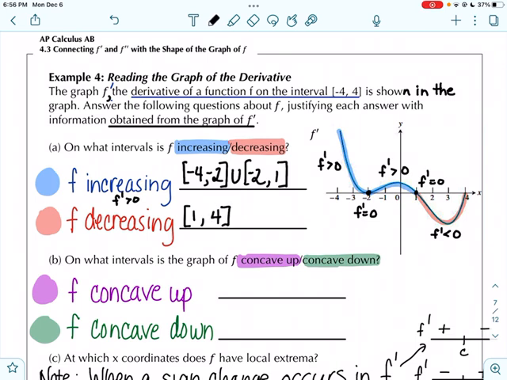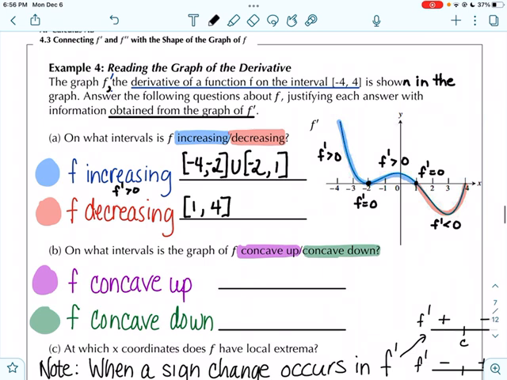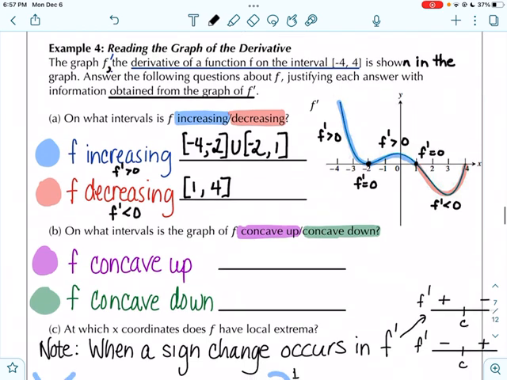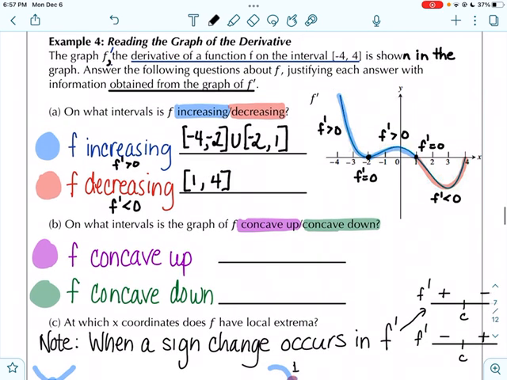I could do an entire chart of this so that I could show you, but the justification is that f is increasing when f prime is greater than 0, and it's decreasing when f prime is less than 0. I have the graph color-coded. I found that that often helps out tremendously when you're looking at the graph of f prime. Now, on what intervals is the graph of f concave up or concave down?